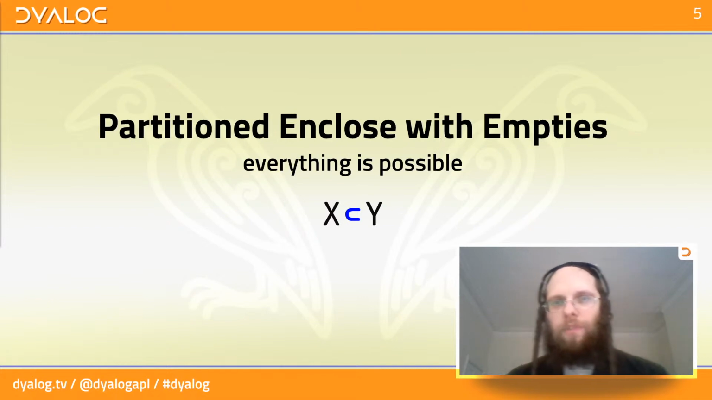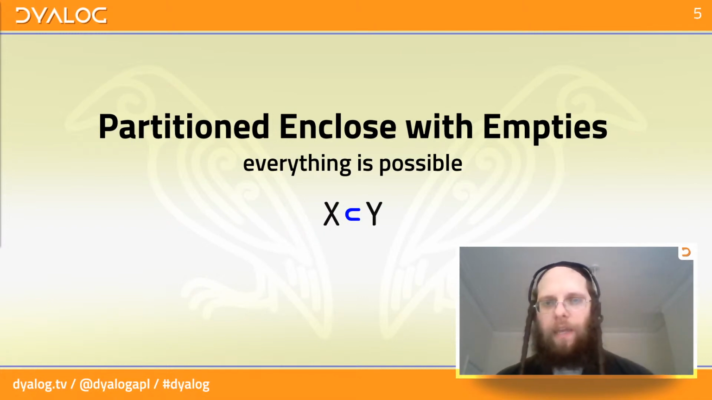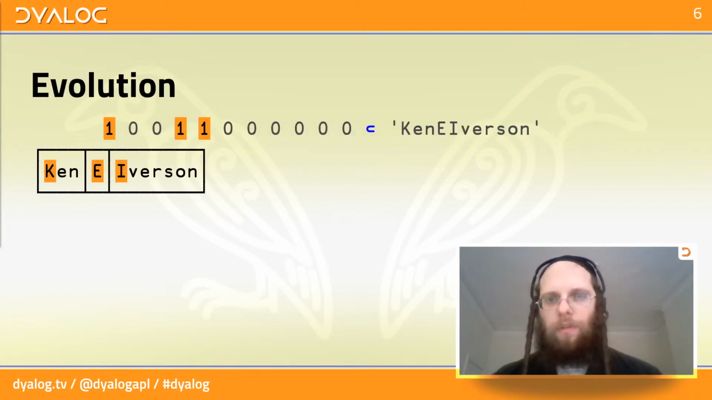Partitioned Enclose. So really what we have added in a nutshell is the ability for Partitioned Enclose to produce empty sections in the data as it gets split up. Since day one of Partitioned Enclose, the left argument has been a Boolean vector where the ones were indicating which elements of the right argument were to become the first element in a segment.